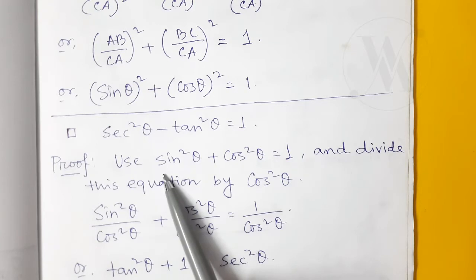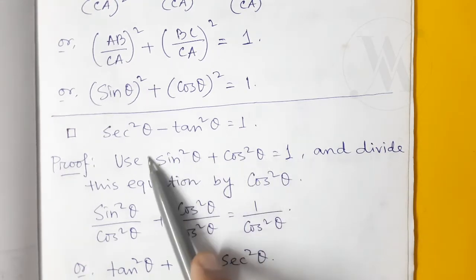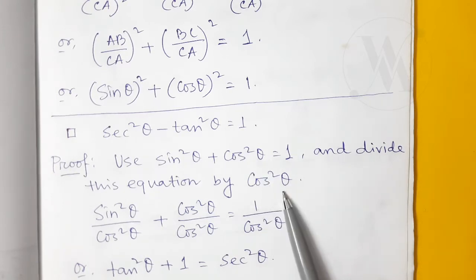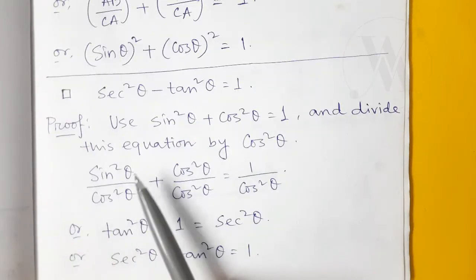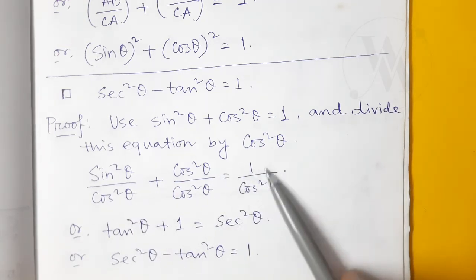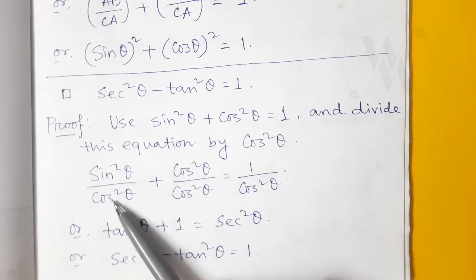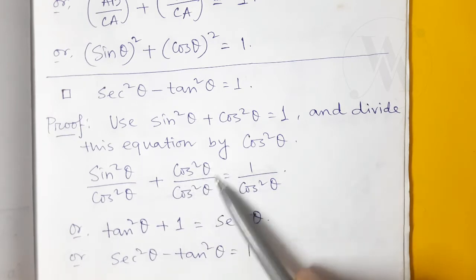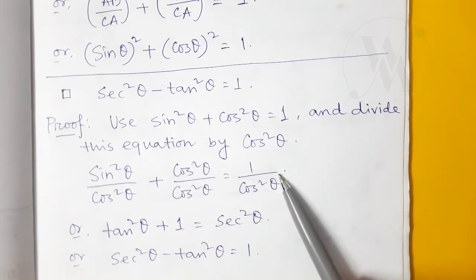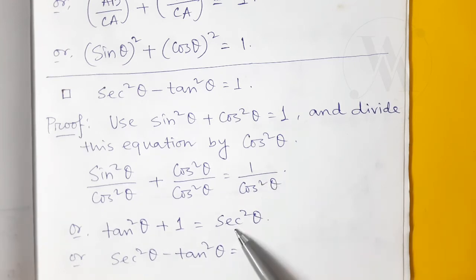So we will use this formula and divide this equation by cos square theta. If you do that, this will be sin square theta by cos square theta plus cos square theta by cos square theta, and then 1 by cos square theta will be there. So sin by cos is tan theta, and since there is a square, it will be tan square theta. This is 1 only, and 1 by cos theta is sec theta, and since this is cos square theta, this will be sec square theta.